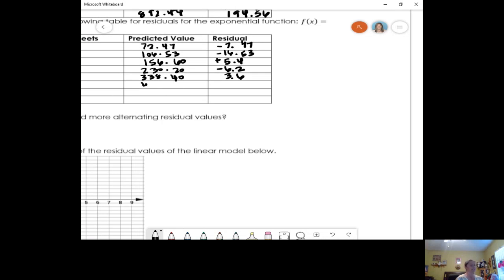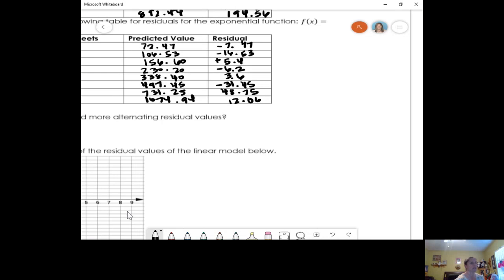Substitute in 6, and I end up with 497.45. This would give me negative 31.45. Substitute in 7, so I get 731.25. Subtract it, I get 48.75. If we substitute in 8, I get 1,074.94. Subtract it, I get 12.6.